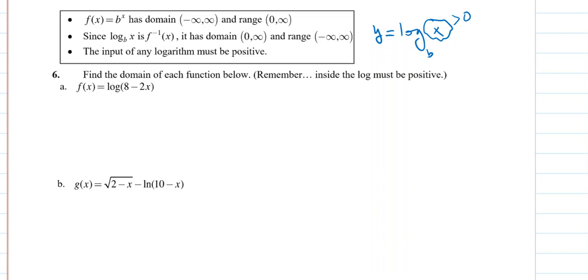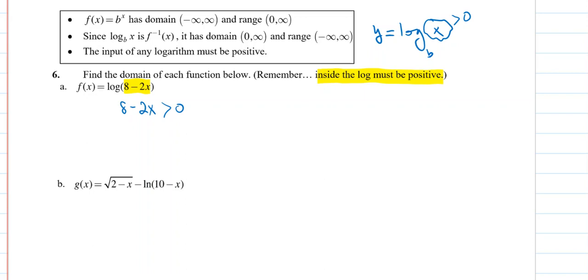So to find the domain of a logarithmic function, we know that the inside of the log, remember we call that the argument, whatever is inside that argument, just copy that and set that greater than 0. So here I see what's inside is 8 minus 2x, so I will copy that and then write greater than 0 to find the domain.